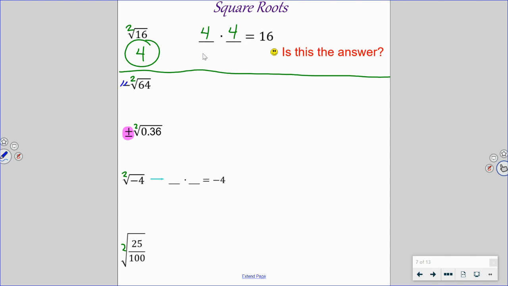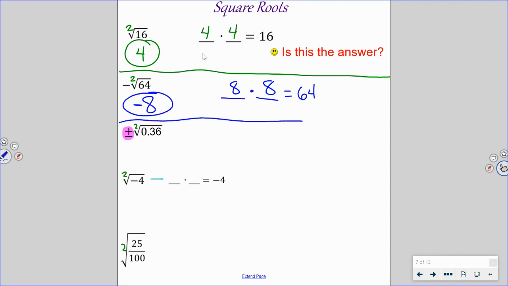I want you to pretend like that negative sign's not there. We have the square root of 64. What number times itself equals 64? Well, guess what? That 8 times 8 we talked about before. But here's the deal, ladies and gents. It doesn't just ask for the square root of 64. It wants us to take the square root and then take the opposite of that. It doesn't mean negative 8 times negative 8. It says, what is the square root of 64? 8. Now, what is the opposite of that number? Negative 8.